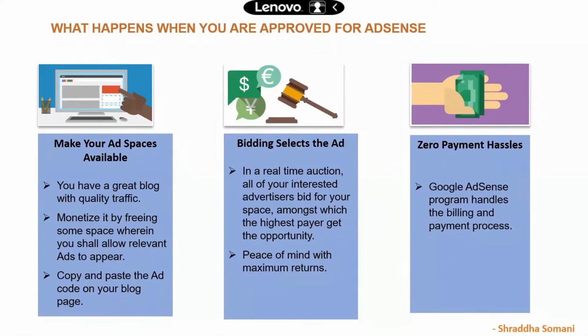Whenever an advertiser places ads on Google, what happens? Whoever is bidding more, their ad is shown on the website, right? Zero payment hassles. Now, Google has a threshold. The threshold is $100. Once you have earned $100, after that your payment will be done. Your payment will be credited, right? So you first have to reach $100, and only then will you be paid. All right.